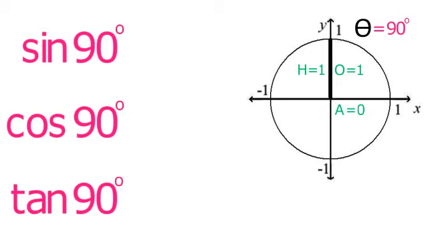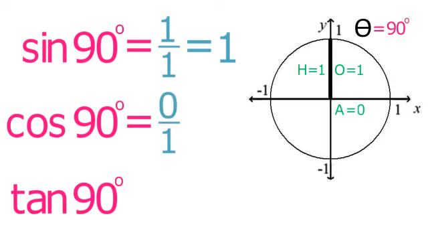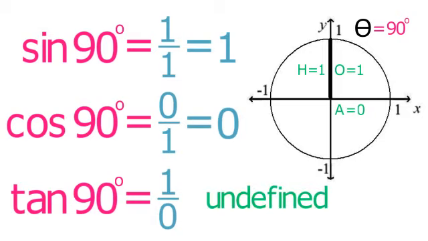For example, the sine of 90 degrees equals opposite over hypotenuse, or 1 over 1, which equals 1. The cosine of 90 degrees equals adjacent over hypotenuse, which is 0 over 1, so this value equals 0. And the tangent of 90 degrees equals opposite over adjacent, or 1 over 0. Note that this value is undefined, so the tangent of 90 degrees has no numerical value.